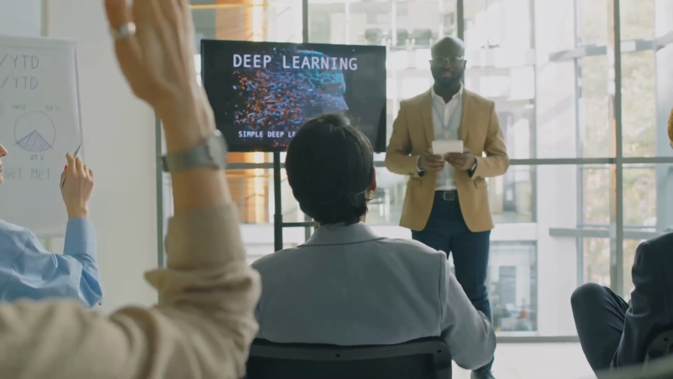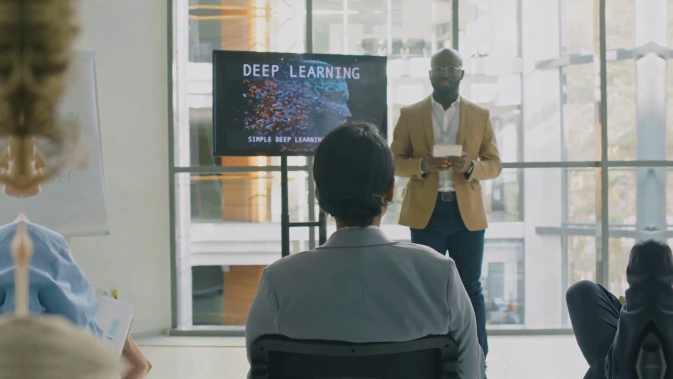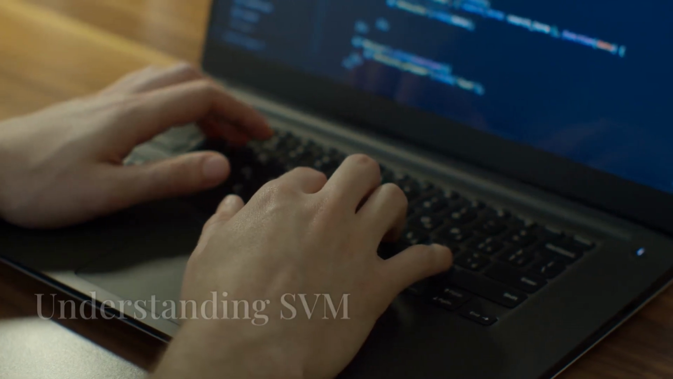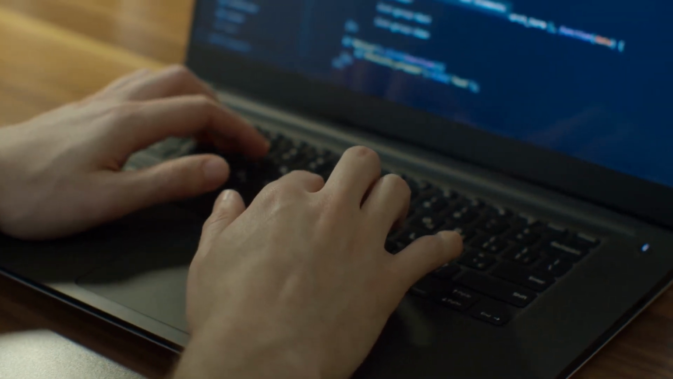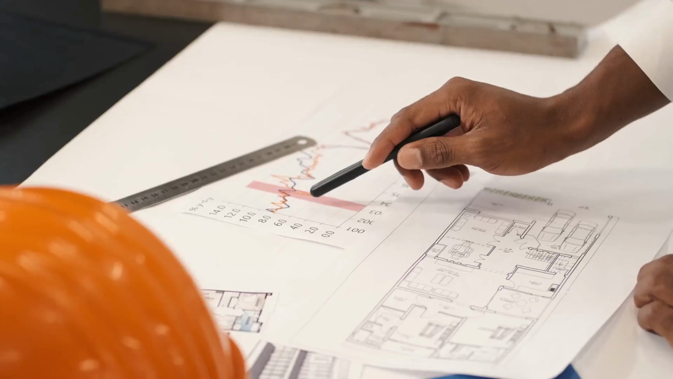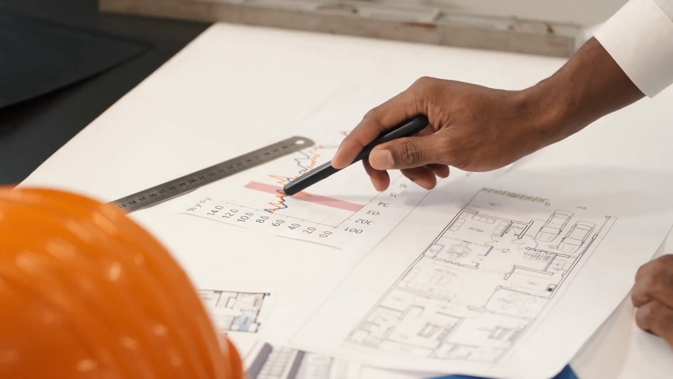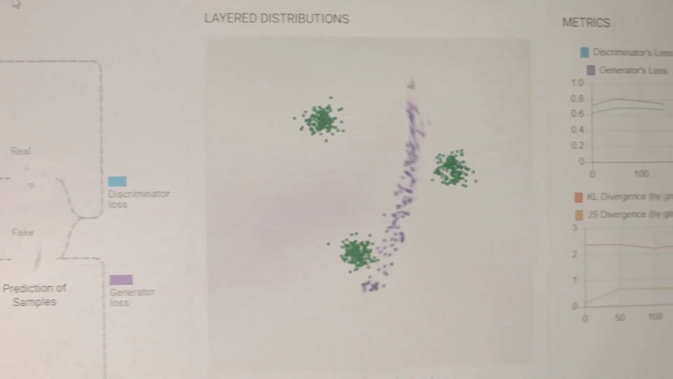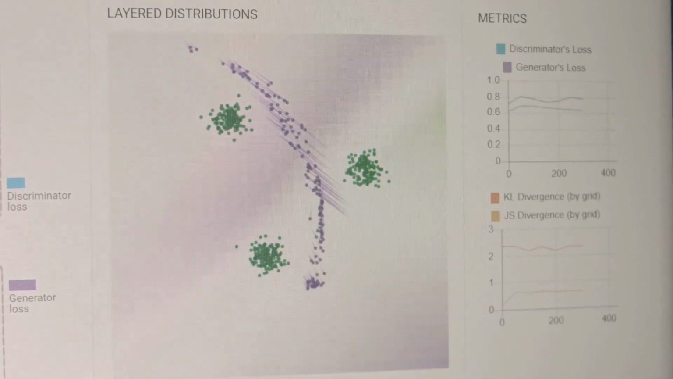Now let's move on to support vector machines, often referred to as SVM. SVMs work by plotting each data item as a point in n-dimensional space, where n is the number of features. The value of each feature corresponds to a particular coordinate in this space. Then SVM performs classification by finding the hyperplane that best differentiates the two classes. This hyperplane acts as a decision boundary, separating the data points into different categories based on their features.